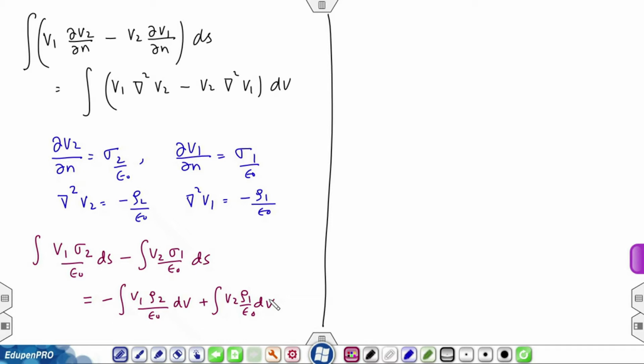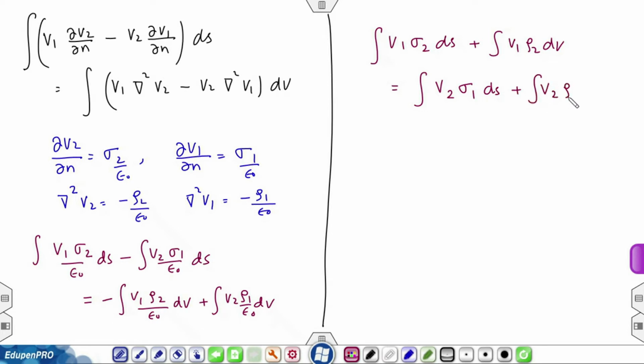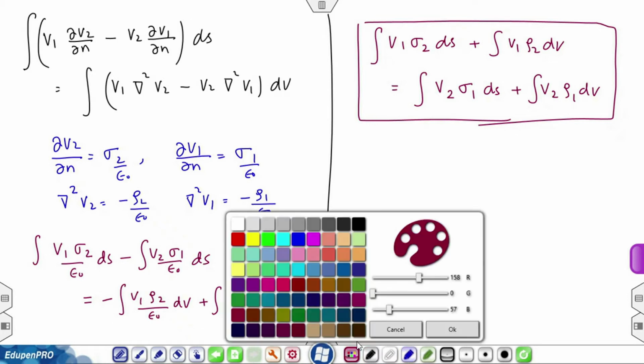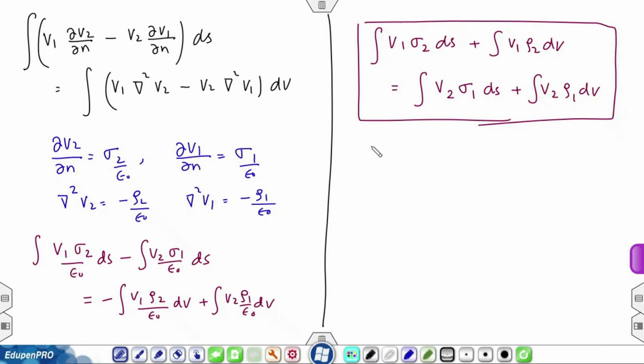Collecting terms with the charge density in the second case and the charge density in the first case together, I get the integration of V1 sigma 2 dS plus the integration of V1 rho 2 dV is equal to the integration of V2 sigma 1 dS plus the integration of V2 rho 1 dV. I am going to call this the reciprocity theorem.